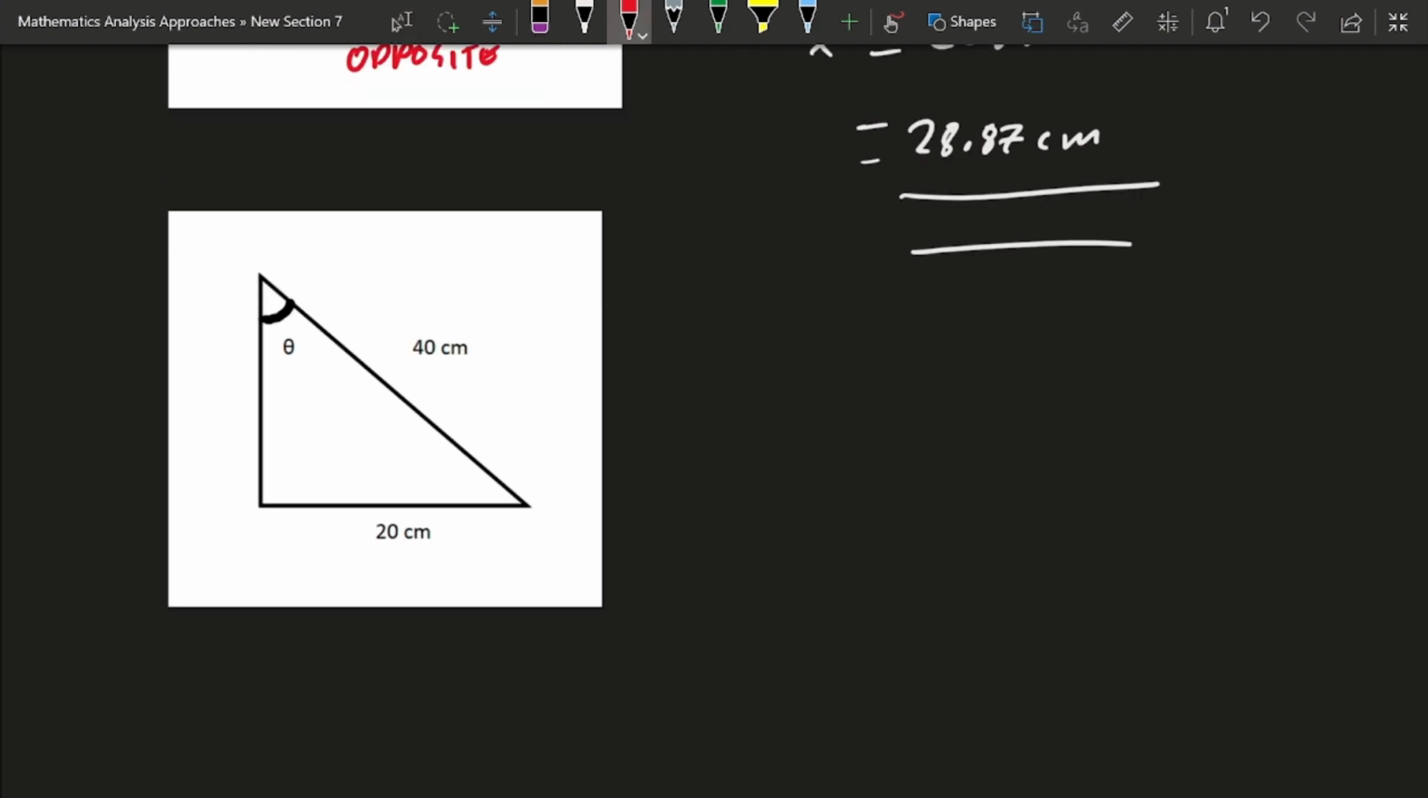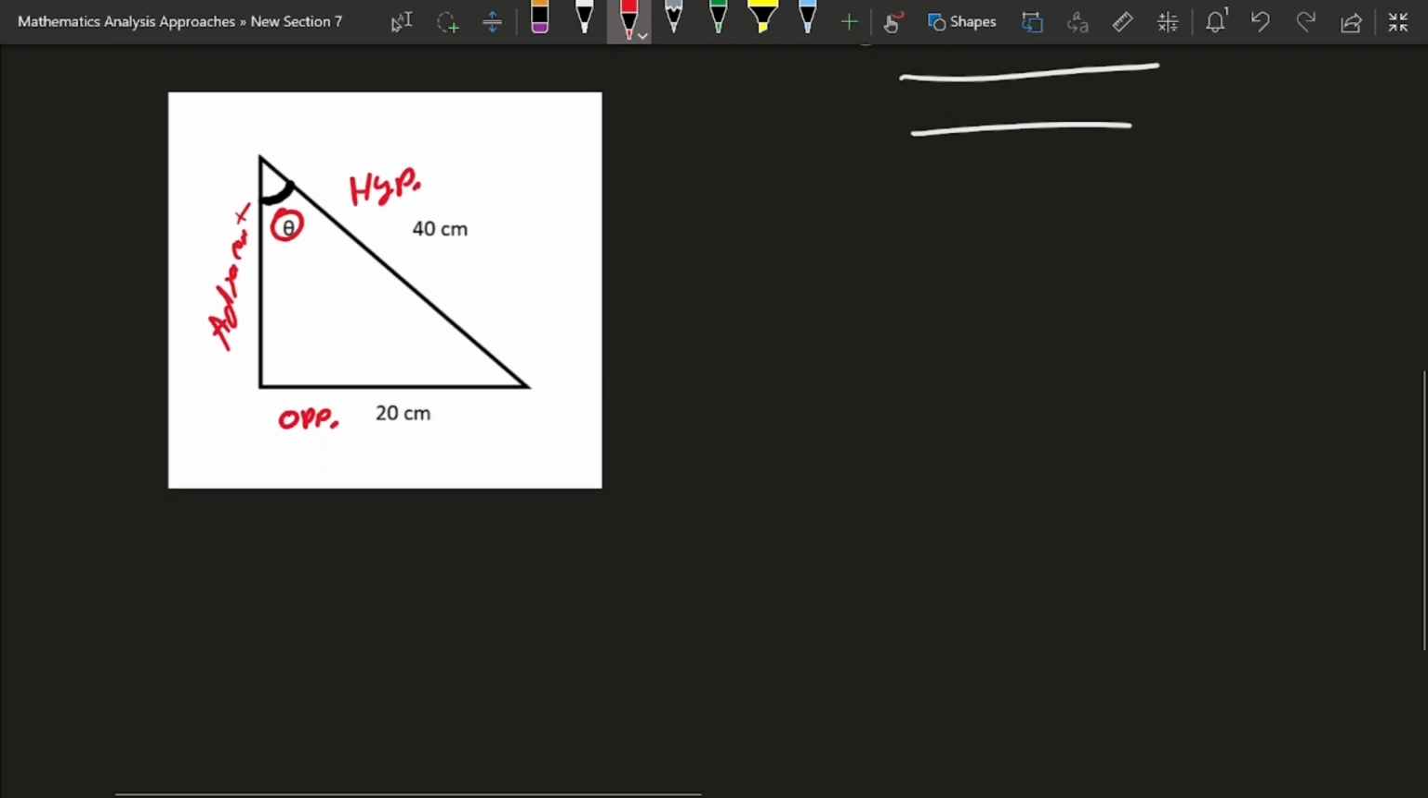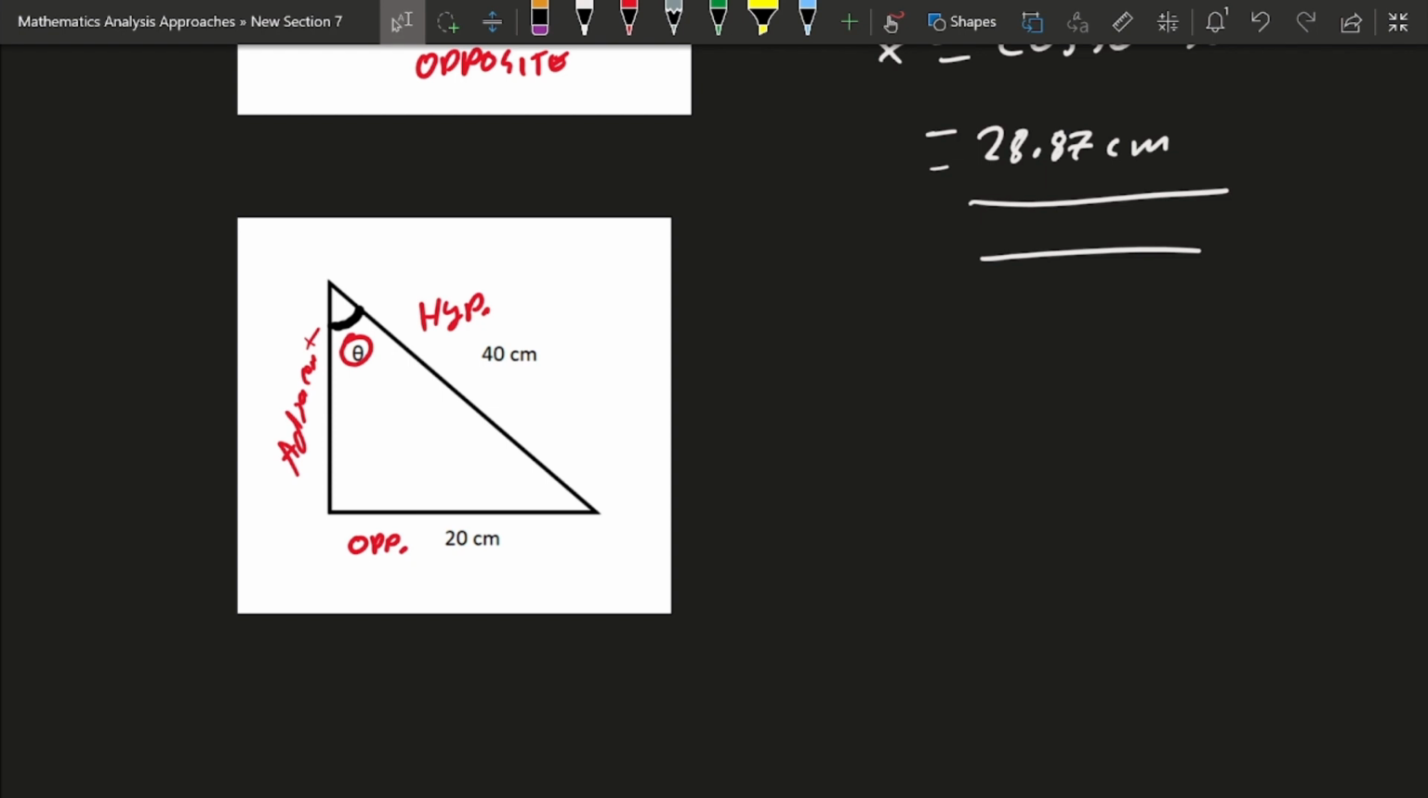But how do we find an angle? You can see that here is the angle of theta, and we have two values set. Again, let's identify the sides. We have the hypotenuse here. We have the opposite here. Again, opposite because it is the opposite to the angle given. And this is the adjacent.